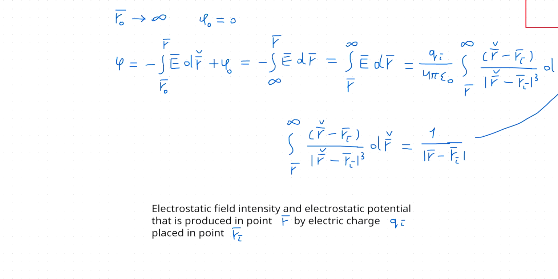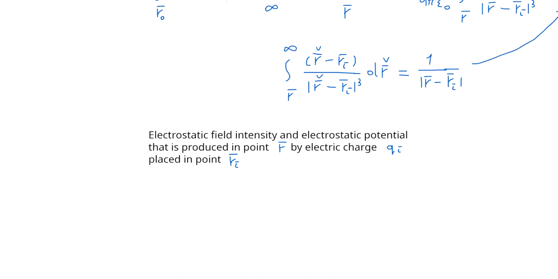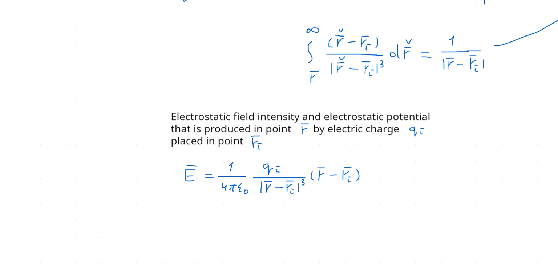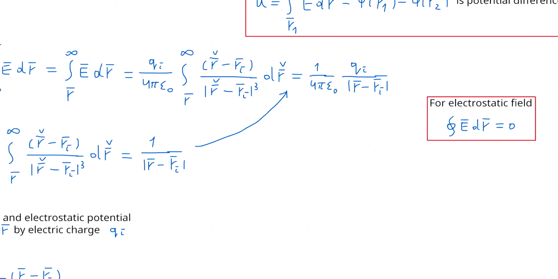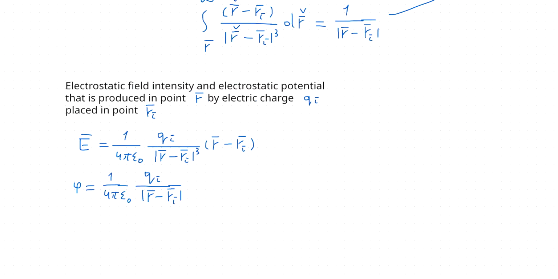So electrostatic field intensity is here, and electrostatic potential is here. Phi is equal to 1 divided by 4 pi epsilon 0, Qi divided by absolute value of r minus Ri.